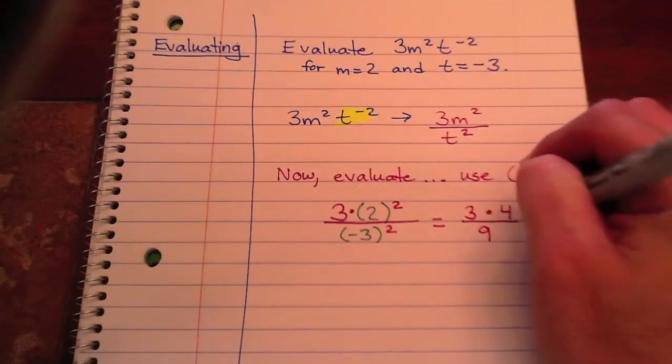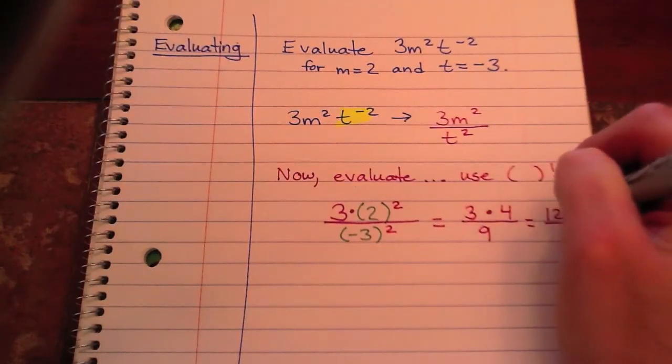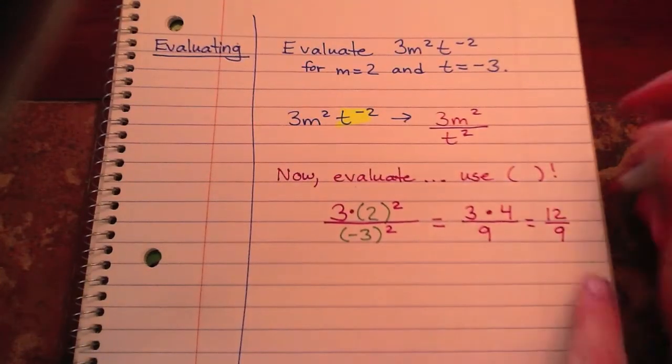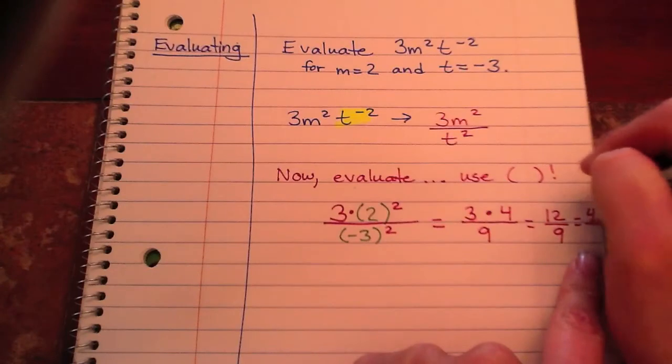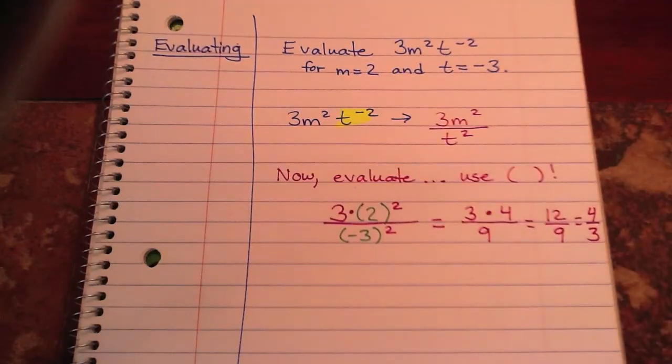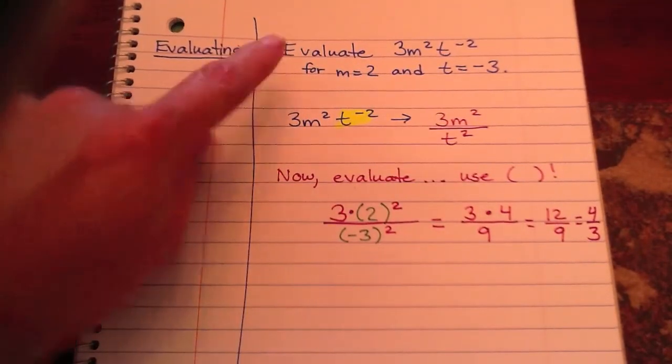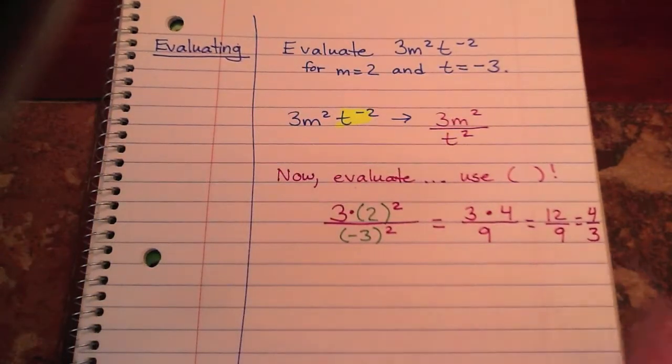So now I end up with 12 over 9, and this can simplify to 4 over 3. So when m equals 2 and t equals negative 3, my answer is 4/3.